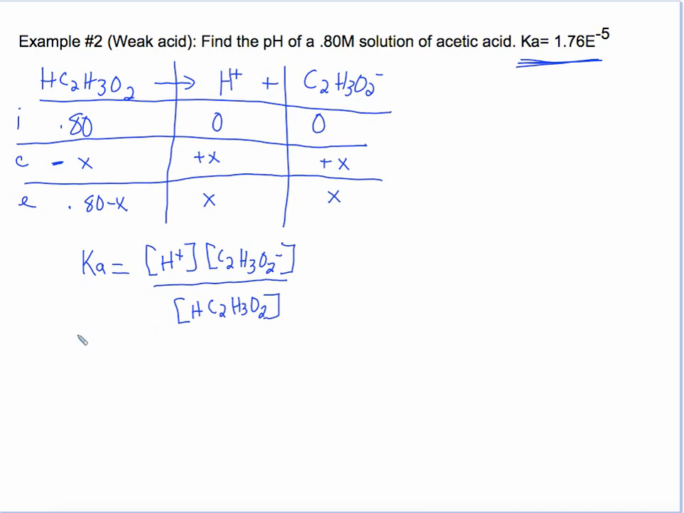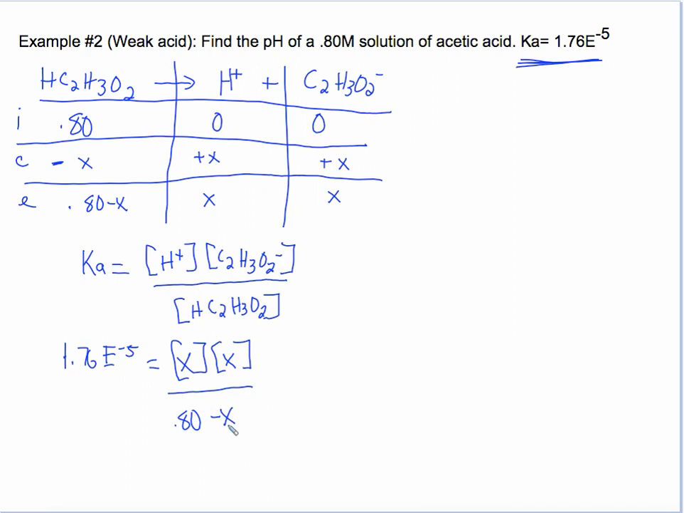Okay, now we're going to plug in what we know in terms of x. So we'll write Ka, but Ka is equal to 1.76 e to the negative 5. That's what's given in the problem. That's going to equal H plus, but we don't know that, so we're going to call that x. And we don't know the acetate either, the C2H3O2 minus, so it's also x at equilibrium. And we know that the acetic acid, after it dissociates, is going to be 0.80 minus x.